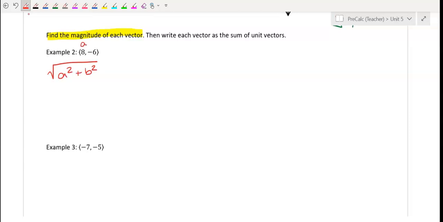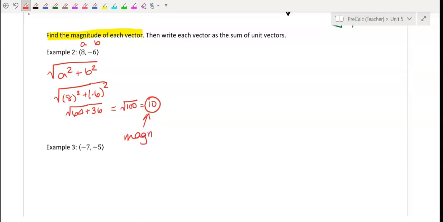And this is your a, and this is your b. So I'm going to go ahead and go, I've got 8 squared plus -6 squared. So that's going to get me the square root of 64 plus 36. When I add those up together, I end up getting the square root of 100, which is 10. So there's my magnitude. And I'll even mark that note here.